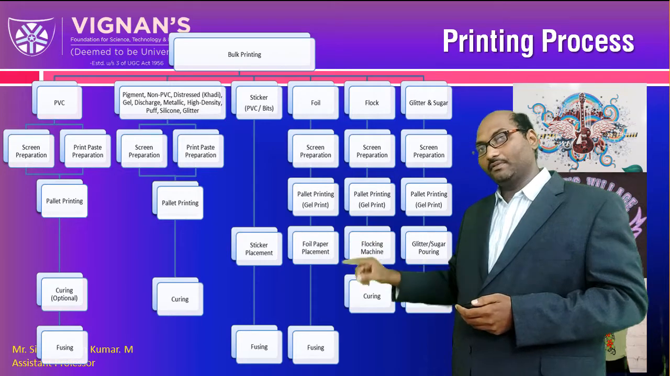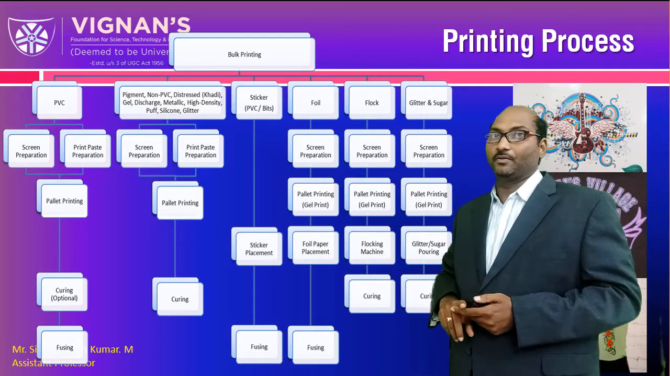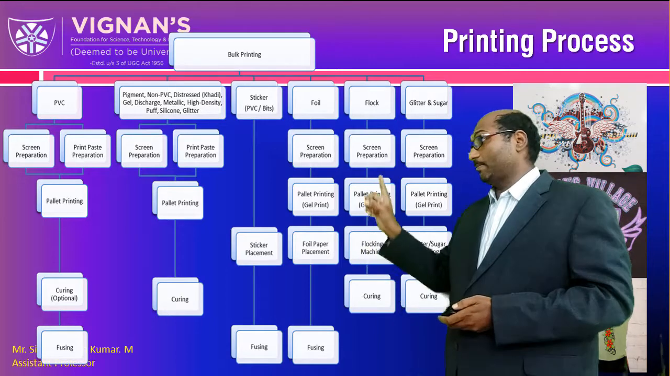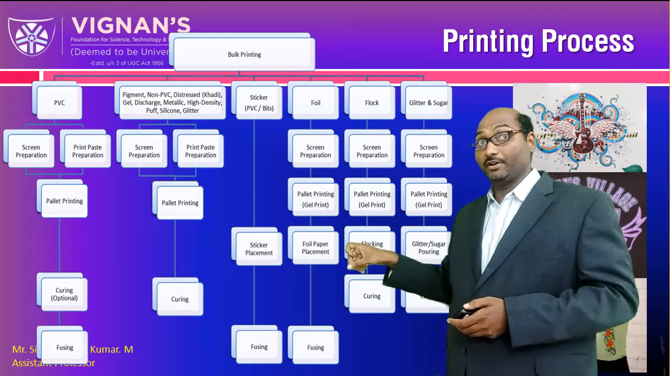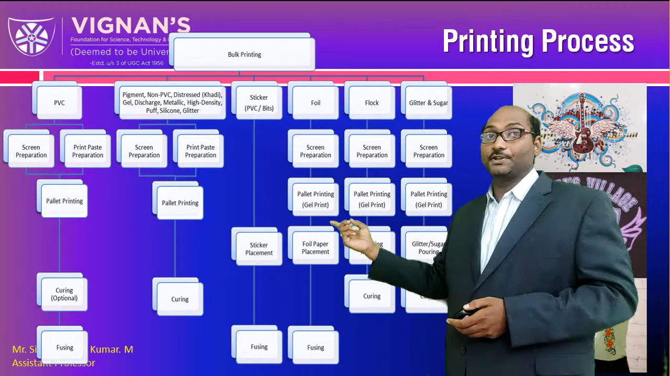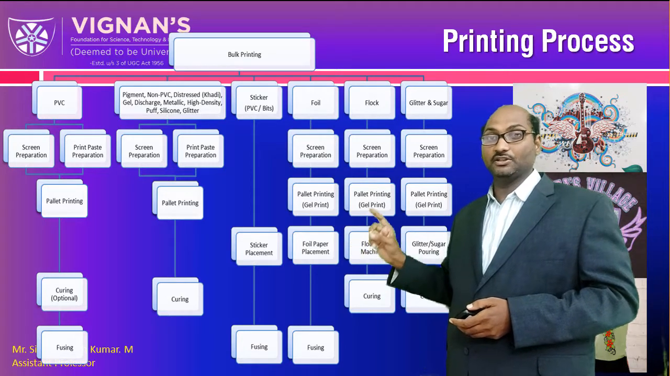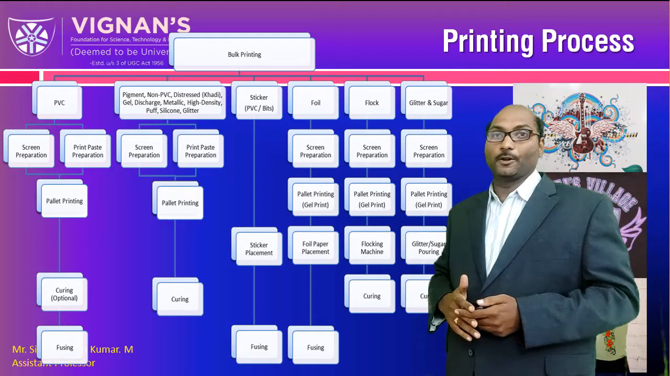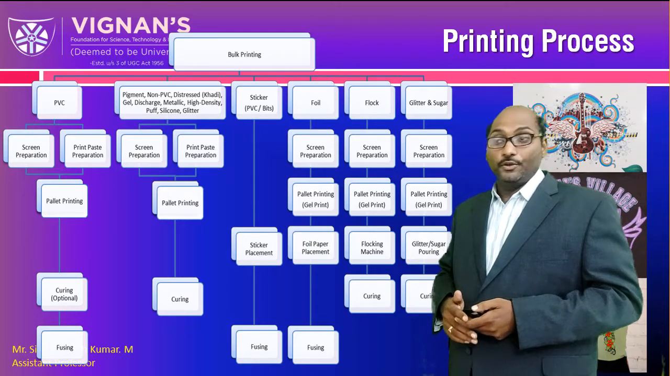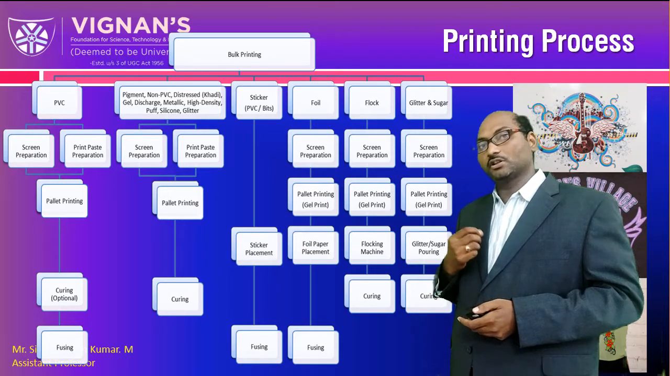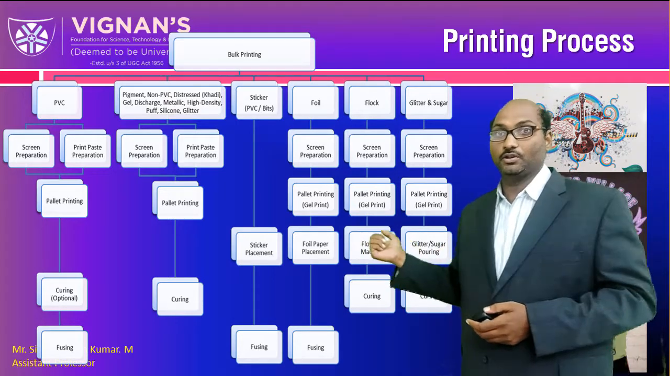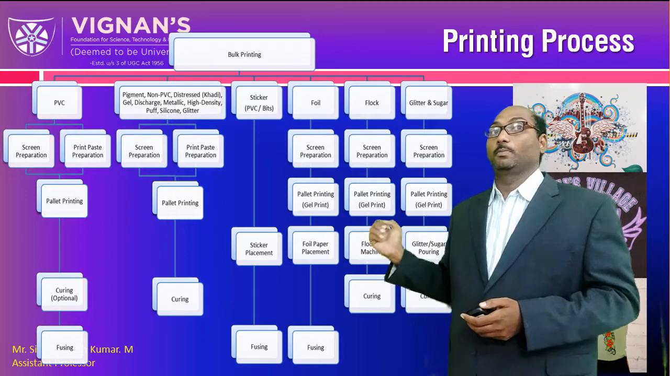Then afterwards, the fusing is mandatory. If you understand the plastisol print or the PVC print, curing is optional, while fusing or heat pressing is mandatory in order to obtain surface smoothness and proper curing. If you do not want surface smoothness, then in the curing itself it should be properly cured.